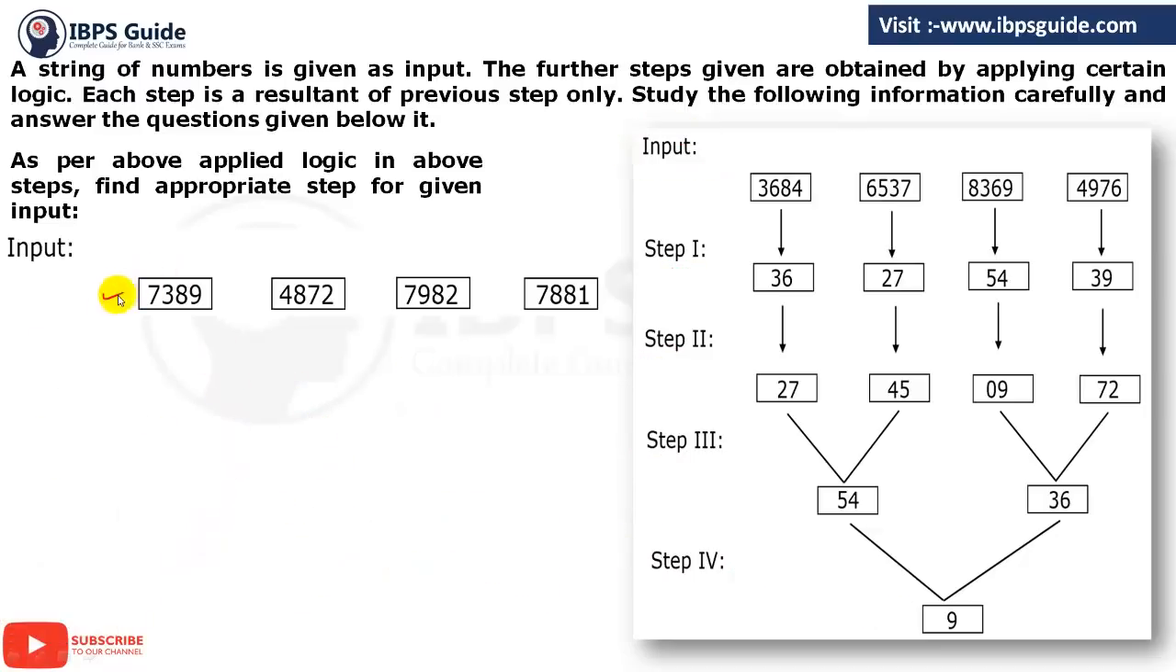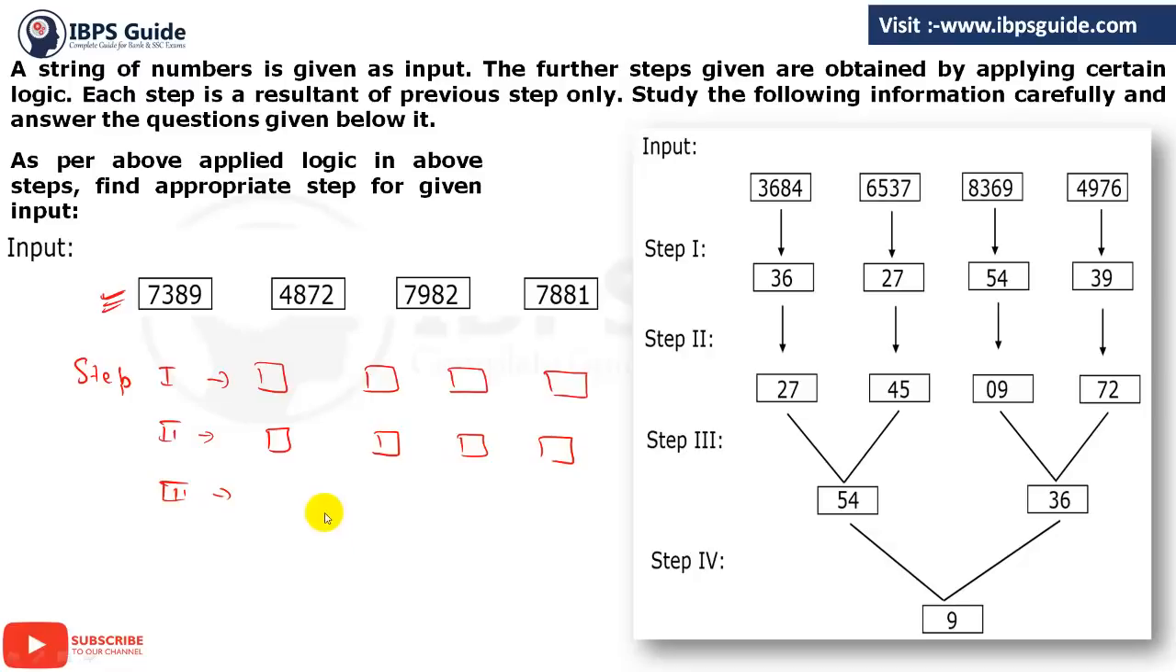Now it is your homework. You have to solve this input and let me know the answers to some questions. In step number 1, what numbers are you getting? In step number 2, what numbers are you getting? In step number 3, what numbers are you getting? And in step number 4, what will be your final result, the final number you are getting?